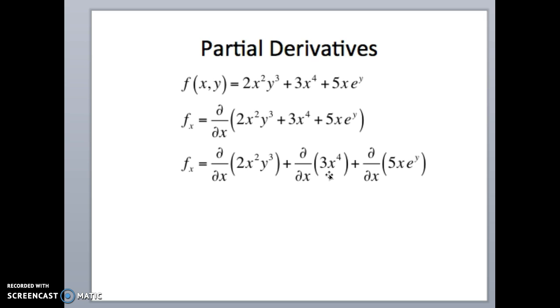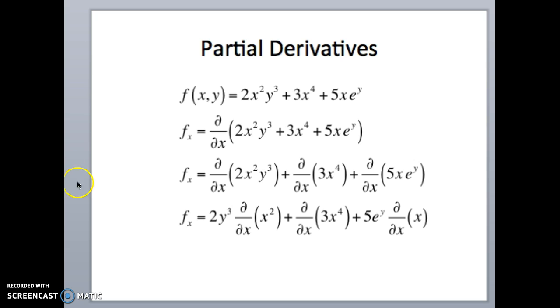This second thing, 3x to the fourth, is just a function of x. If that's the case, the partial derivative is the same as the regular derivative. And this third piece, partial with respect to x of 5x e to the y. E to the y is perceived as a constant. Any function of y is perceived as a constant. Obviously 5 is a constant, so 5e to the y can come out in front of the derivative operator. So you'll see how that happens.